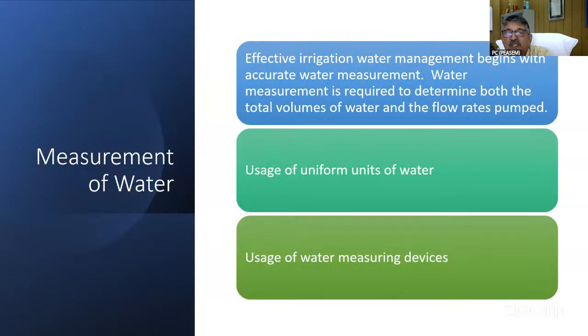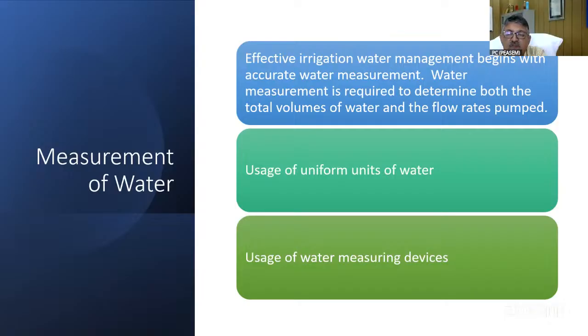And of course, effective irrigation water management begins with accurate water measurement. Water measurement is required to determine both the total volumes of water and the flow rates pumped. And of course, usage of uniform units of water.